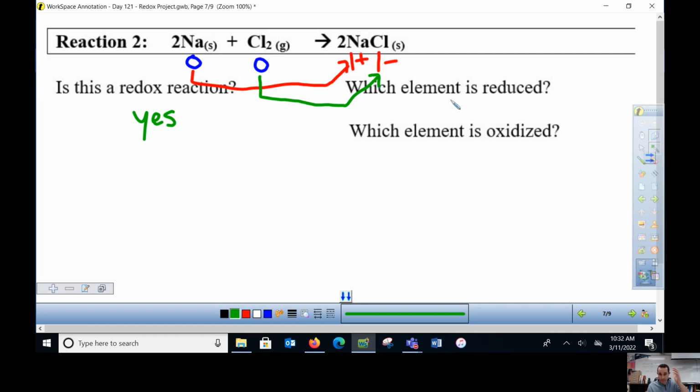Which element's reduced? Remember, OIL RIG. Reduction is gaining electrons. So chlorine went from being neutral to now being -1. So chlorine is reduced. And which element's oxidized? Well, sodium lost an electron, went from being neutral to +1. So sodium, Na, is the element that is oxidized. So typically metals get oxidized. Whenever metals and nonmetals react, the nonmetal steals electrons from the metal.